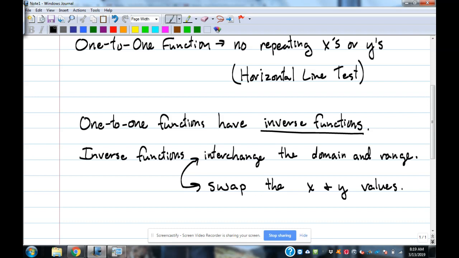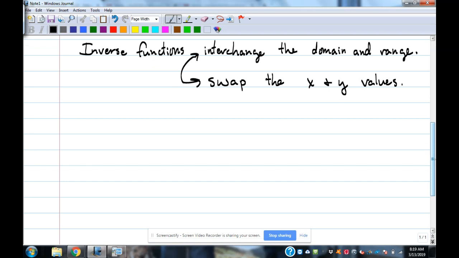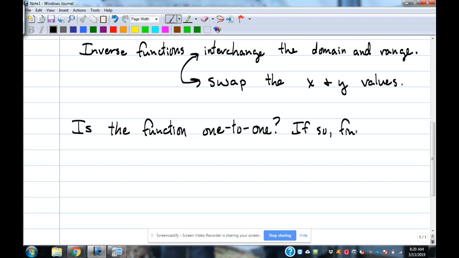Now we're going to go kind of chapter 3 kind of ideas here, similar to the way that we started chapter 3. We're going to do these examples where we're deciding, is the function one-to-one? And if so, find the inverse. So let's start with this function.